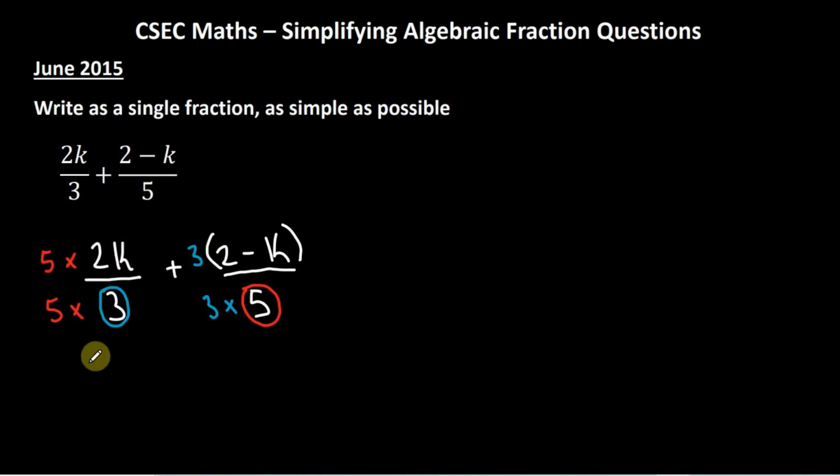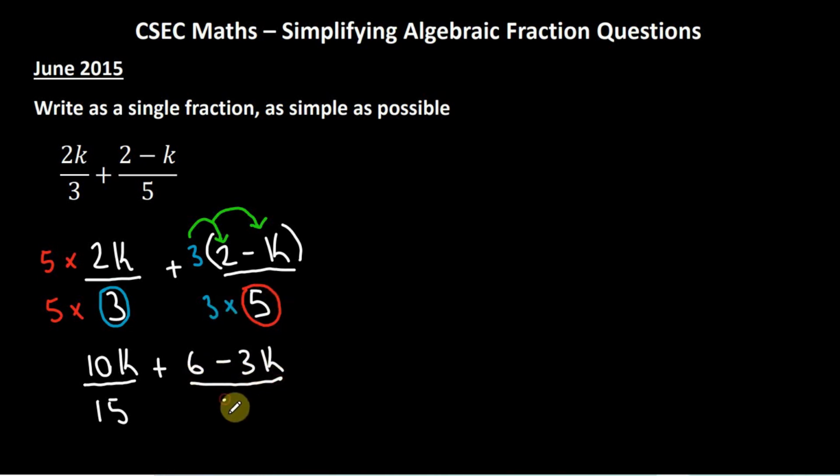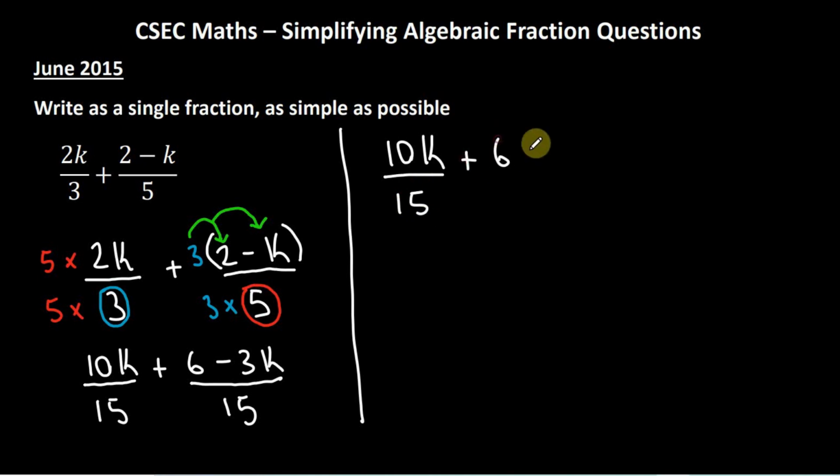So it's 5 times 2k, which is 10k, divided by 5 times 3, that's 15, plus, and for this part guys, we can use the distributive law to expand the bracket. So it's 3 times 2, and then we'll have 3 times negative k. So it's 3 times 2, 6, minus 3 times k is 3k, divided by 3 times 5, 15. Now I'm going to continue on this side guys. So I'm left with 10k divided by 15 plus 6 minus 3k divided by 15.